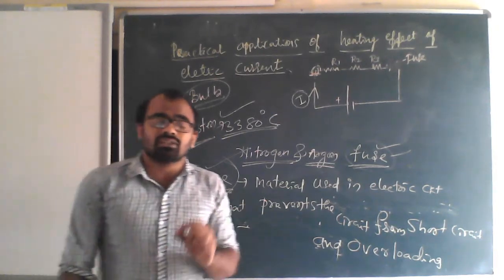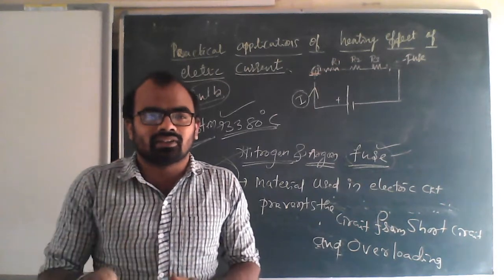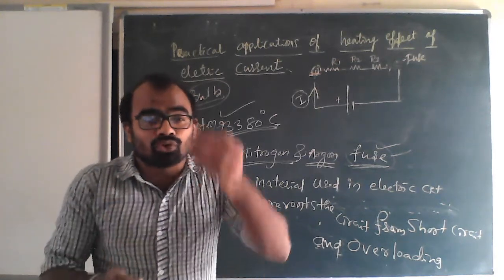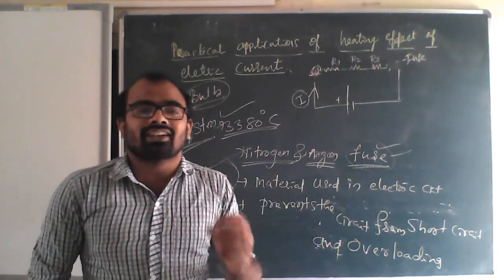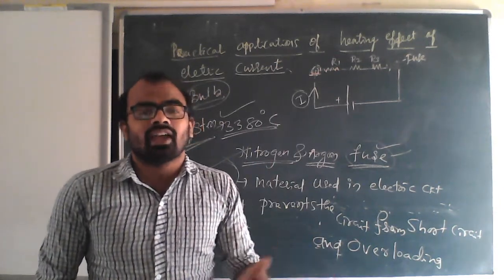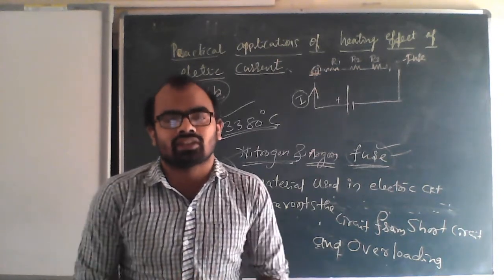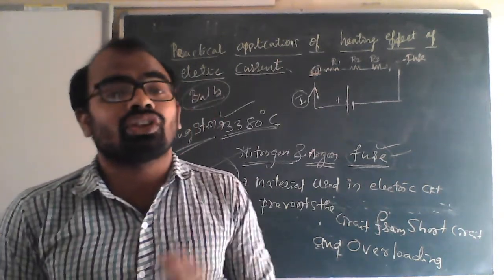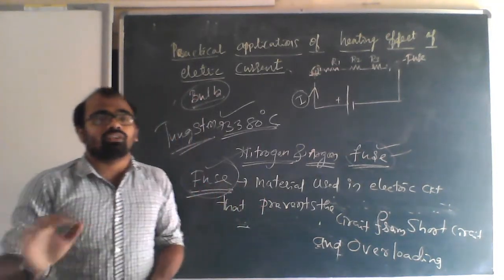When it has a low melting point, it means that when the current is increased a little bit, before it reaches short circuit, while it is going near to short circuit, that time the fuse melts itself and breaks the circuit. Then there will not be any flow of current in the circuit. So this is the thing you have to remember. This is regarding the fuse.